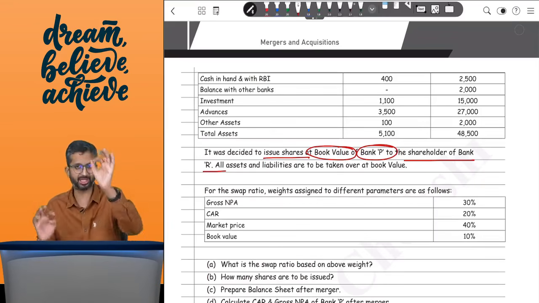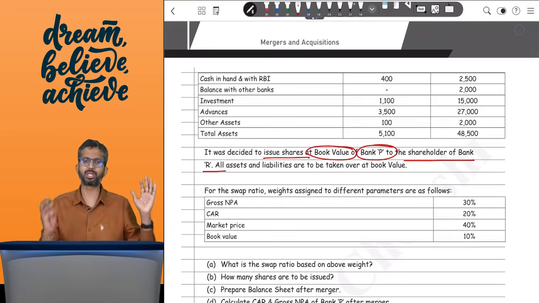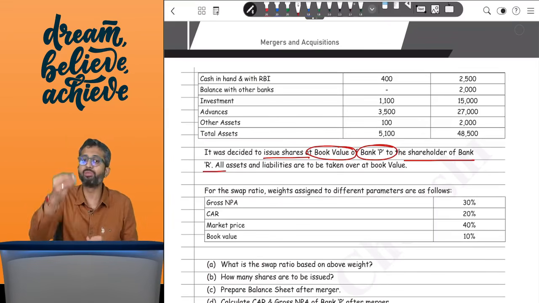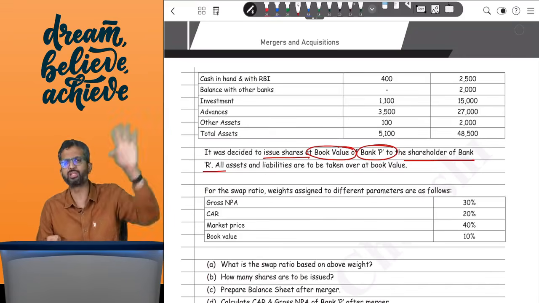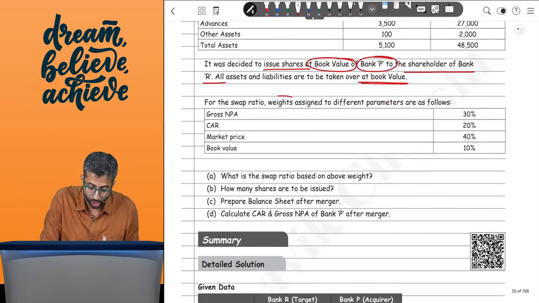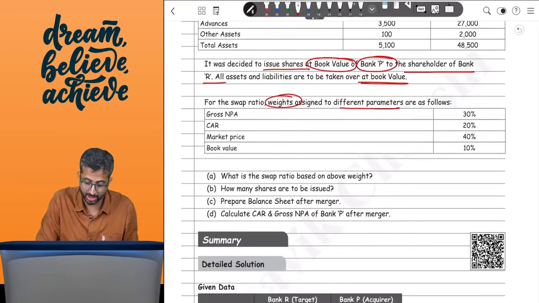So from an exam perspective, if such a question comes and the question does not tell you the issue price, they can tell you the issue price based on book value or based on market value. But if they remain silent, then we will issue based on face value, in line with the institute's solutions. All assets and liabilities are to be taken over at book values. For the swap ratios, weights are assigned to the different parameters as follows.